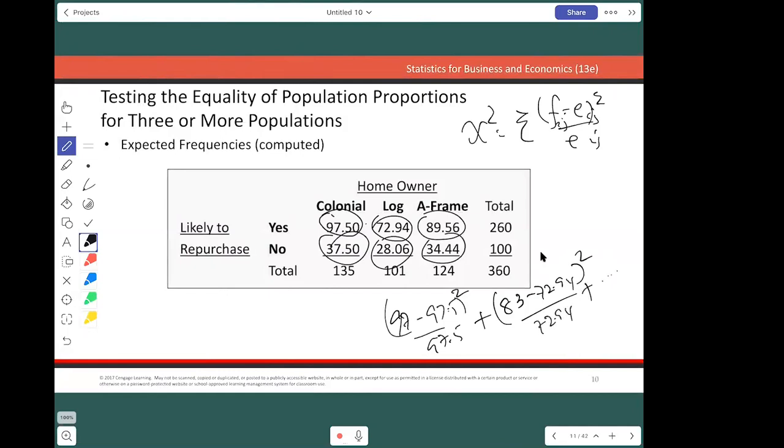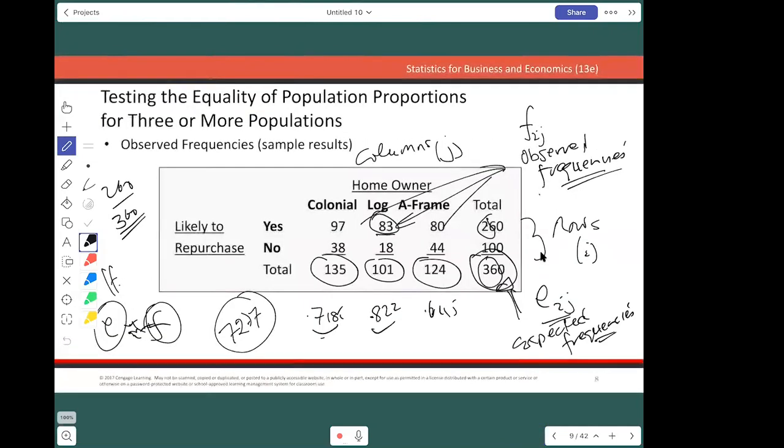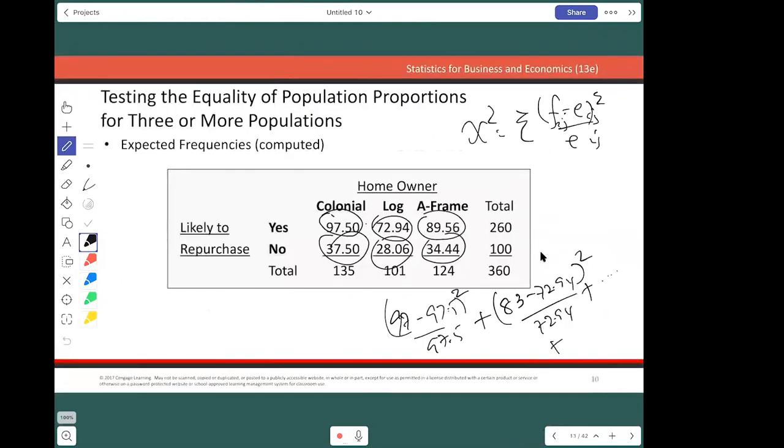And we continue until we do the very last one, which I'm trying to remember what the number was over here. 44. Until we do the very last one. So it'll be 44, that's your observed, minus your 34.44 expected squared over 34.44. So when we add up all of that together, we will get a chi-squared. All right? So in other words, we have to calculate 6 values for this table.